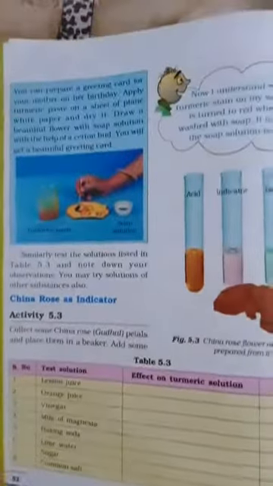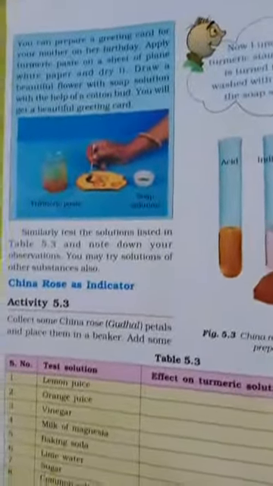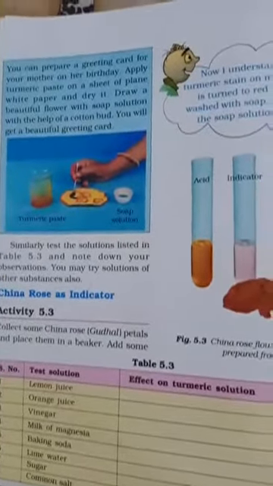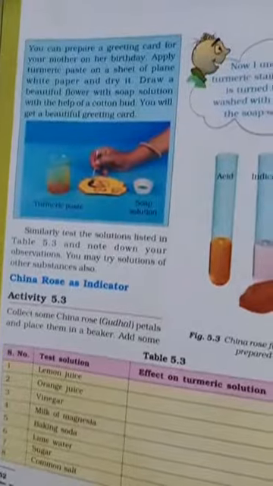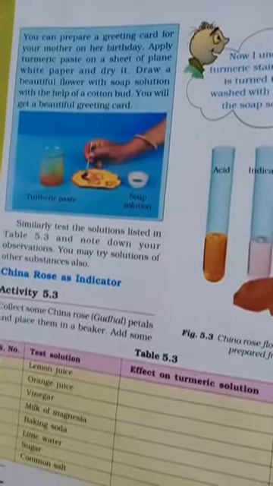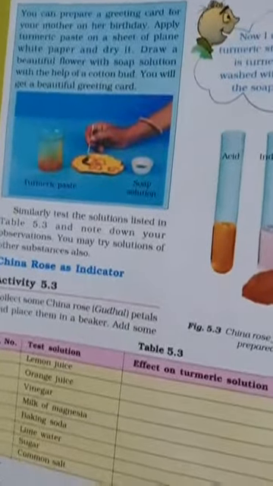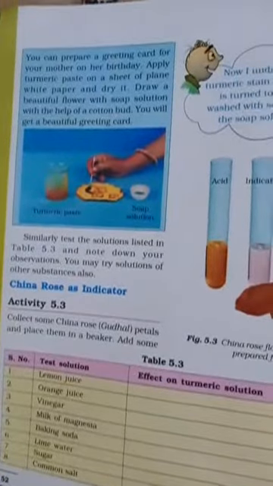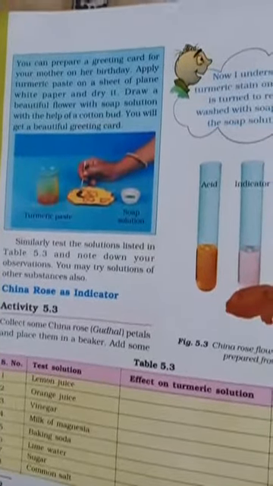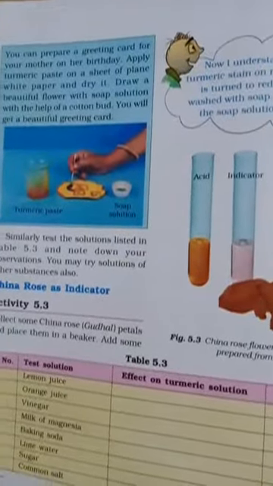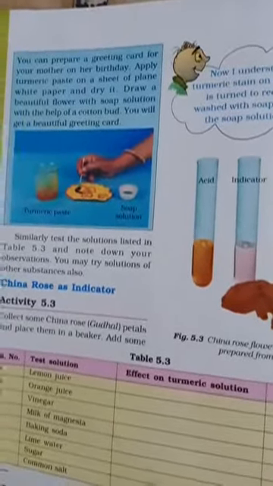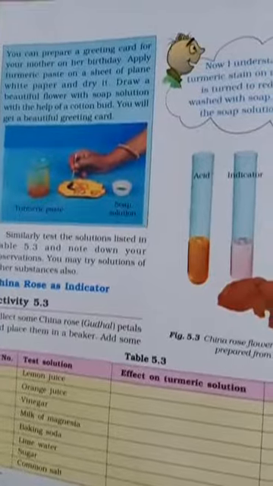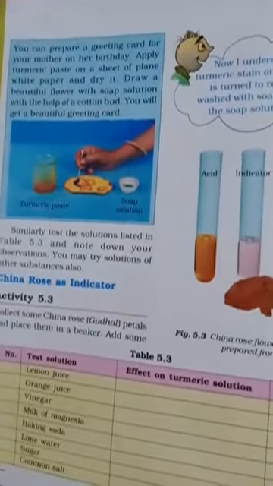Let's go for some simple actions. When some functions are going on in your home, at that time you make the paste. In a similar manner, you can make a greeting card using different types of colors. Look here. You can prepare a greeting card for your mother, brother, or sister on her birthday. Take one plain white paper and apply turmeric paste on it, and let it dry for some time.